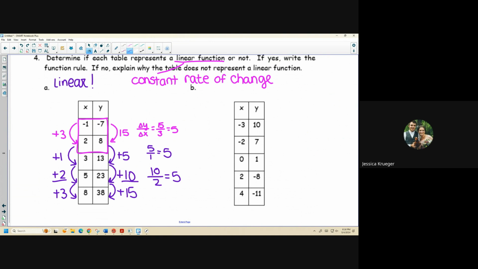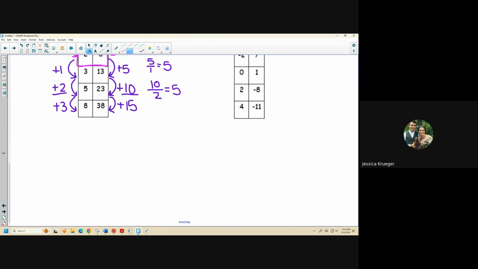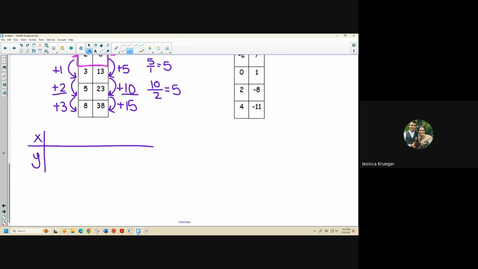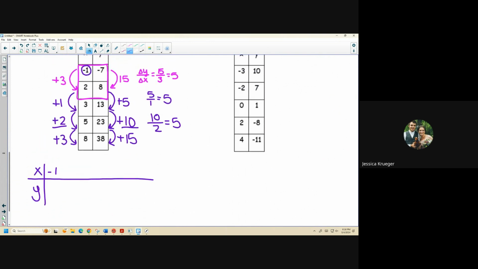Okay. Now, if I want to write the equation for this, I need to figure out where my table is at 0. So I know the closest I can get to 0 is here at -1. So I know at -1, it's at -7. I don't know where it is at 0. I don't know where it is at 1, but I know at 2, it's at 8. And we said the rate of change is 5.